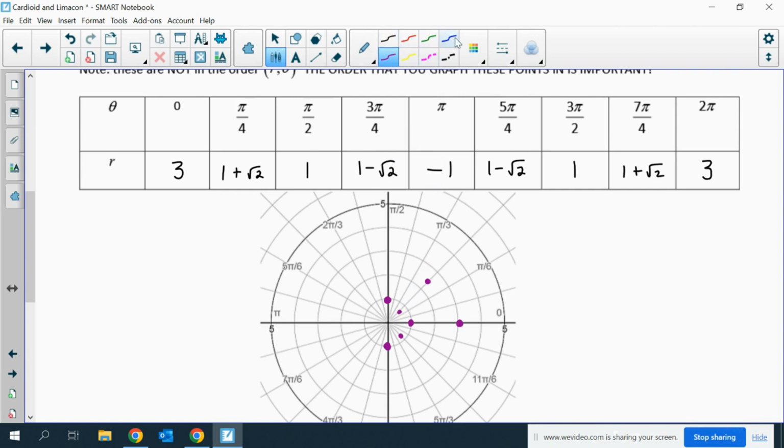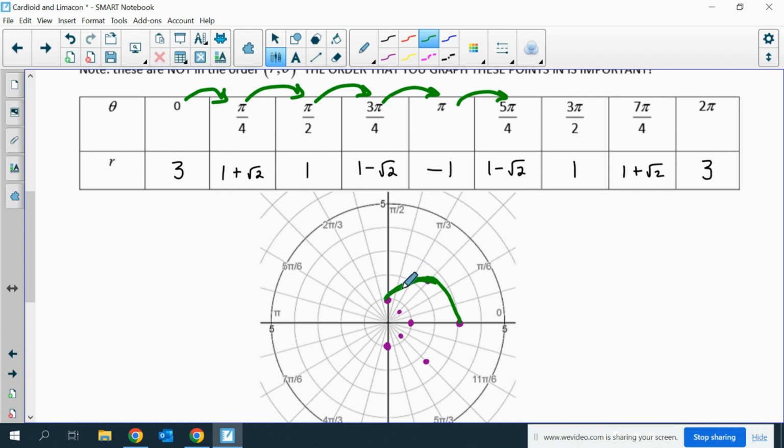And so what I need to do is remember that as I sweep, I have to go in order with the theta values. So as I do that, I also forgot to plot this 7 pi fourths angle. So it's like 2.4, 7 pi over 4. So now what I'm going to do is trace this. If I start at 3, 0, I go to 1 plus root 2, pi fourths, pi halves, 1.